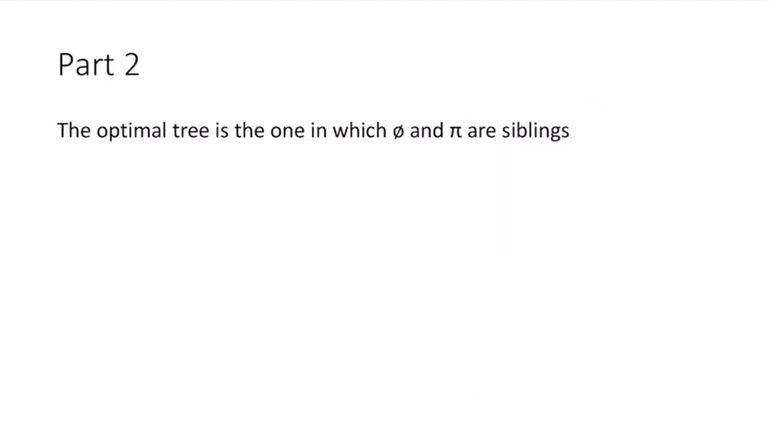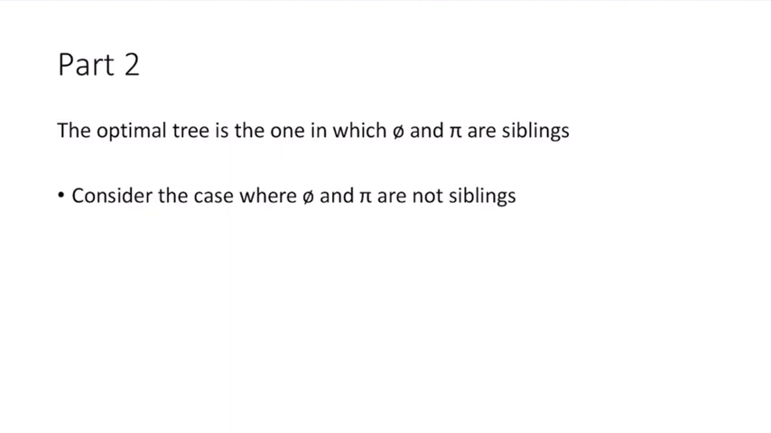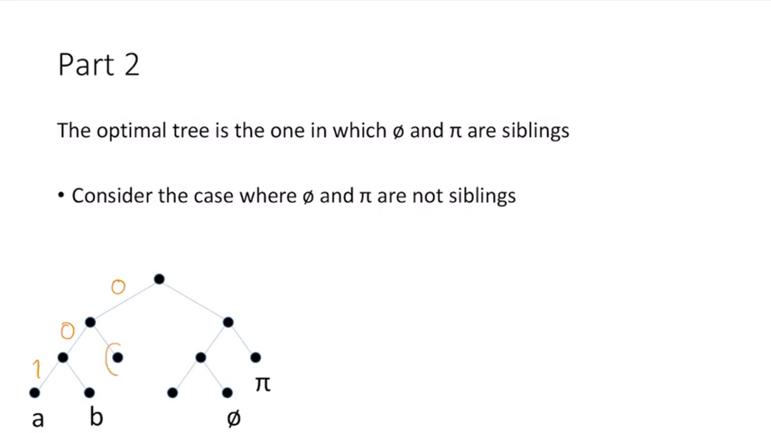So that's part two. Part two, we have to say that the optimal tree is the one in which they are siblings, and we know we have the optimal one in which they are siblings. So let's consider the case where they're not siblings and see how that changes our argument. So let's say we have this tree. To get to A, we have 0, 0, 1, so that would be the encoding for A. And I didn't put a symbol here because we're going to ignore it, and here because we're going to ignore it. And then to get to B, we have 0, 0, 1.